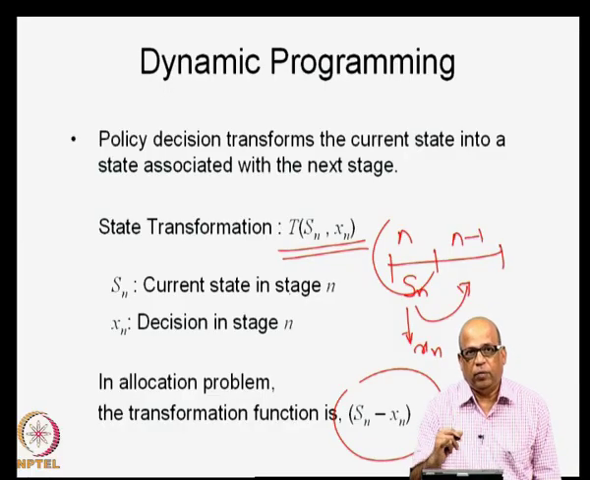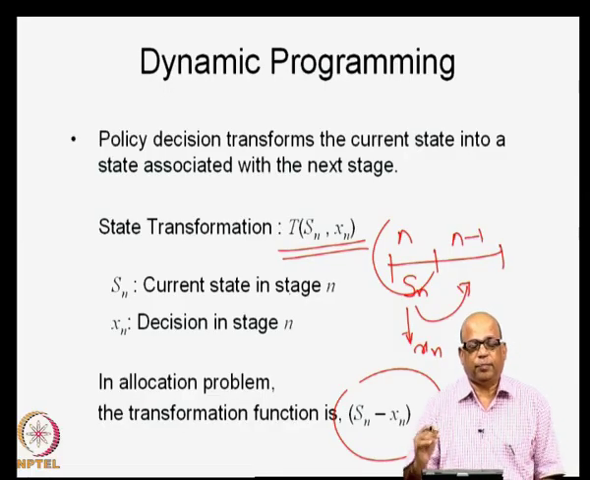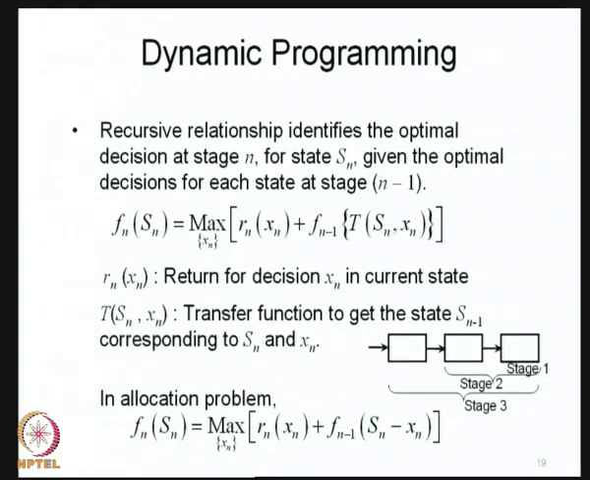So, you write the recursive relationship, you write the state transformation. And then we have the concept of the recursive relationship. Now, the recursive relationship identifies the optimal decision at stage n, f n of S n for state Sn. So, this is the state Sn in the stage n, given the optimal decisions for each state at stage n minus 1. That is a previous stage for which the calculations would have been already done.